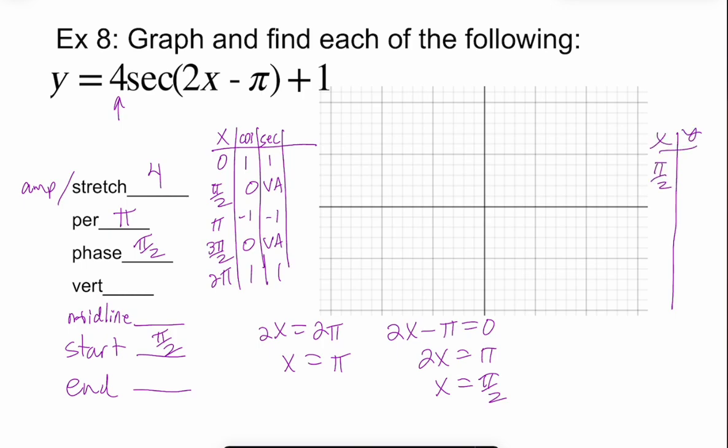We get a starting value of pi over 2. Let's find our ending value. We're going to set 2x minus pi equal to 2 pi. Now we should just add a pi to the starting value, so that's another way to do that. But let's see, that should work out. So 2x equals 3 pi's. Divide by 2, that's 3 pi over 2. That's the same as adding a pi to pi over 2. That's 3 pi over 2.